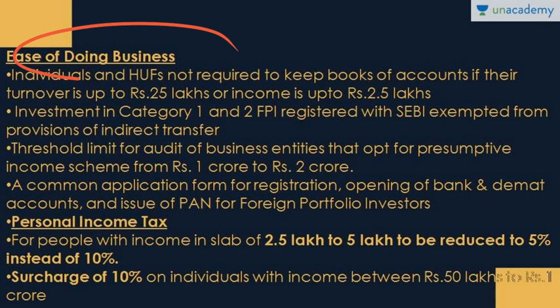Next, we have ease of doing business. Though there are a lot of measures which you can write upon, here are a few of the ones suggested in this year's budget. Firstly, individuals and Hindu undivided families are not required to keep their books of account if their turnover is up to 25 lakhs or income is up to 2.5 lakh. Simultaneously, there are certain exemptions proposed for category 1 and category 2 foreign portfolio investors. Plus, there is ease for them as well. How? Now there will be a common application form for registration, opening of bank and demat accounts and issuance of PAN through one application form only for FPIs. So this is how the government is promoting ease of doing business.